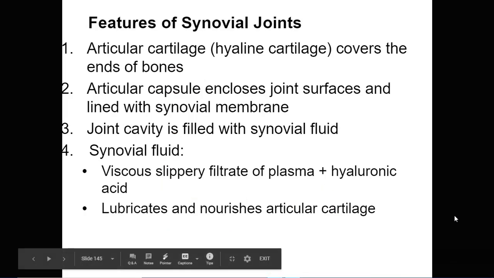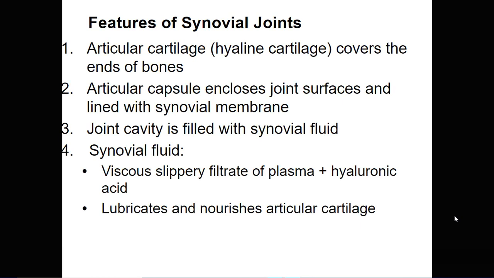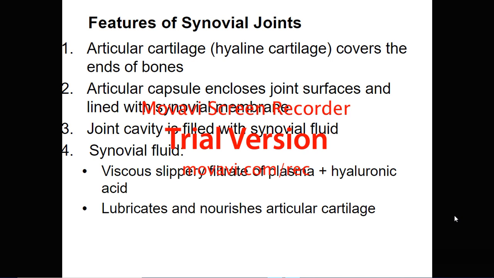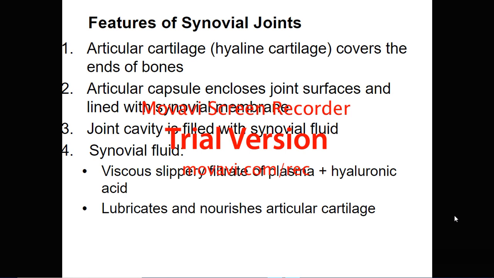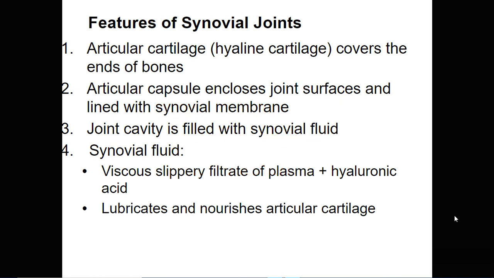There are 6 features of synovial joints. One feature is that they have articular cartilage. Remember, when something articulates, it means it meets at two places. So where the joints meet, at the ends of the bones, they're covered with hyaline cartilage. That's the articular cartilage. It is hyaline cartilage.